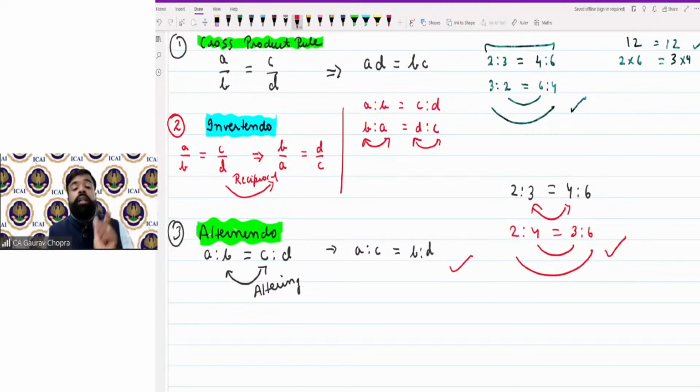So still they are in proportion. If we alter the values, कौन सी values को हमने alter किया है? Middle two values. B की place पे C रखा है और C के place पे B को रख दिया है. Then still they are said to be in proportion. So first property हमने पढ़ी क्रॉस प्रोडक्ट रूल, second property was invertendo, दोनों रेशियोज की वैल्यू को हमने इंटरचेंज कर दिया, and in third case alternando में only middle two values को आपने इंटरचेंज किया, but still they are in proportion.